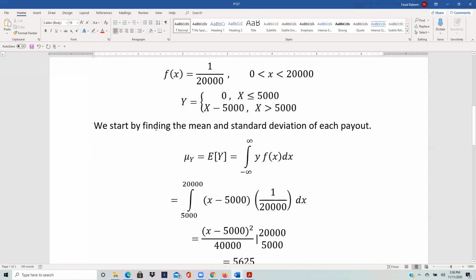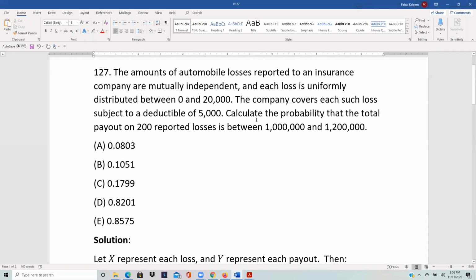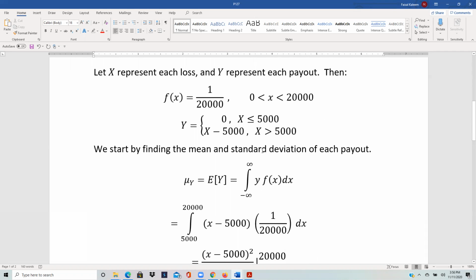So we start by finding the mean and standard deviation of each payout, because we have to find the probability for the total payout on 200 losses. So we are interested in the total payout on 200 losses, and for this we start with the payout on each loss. So the payout is Y, and we need the mean and standard deviation of each payout. The mean of Y is the expected value of Y, which will be the integral of Y against f of x dx.